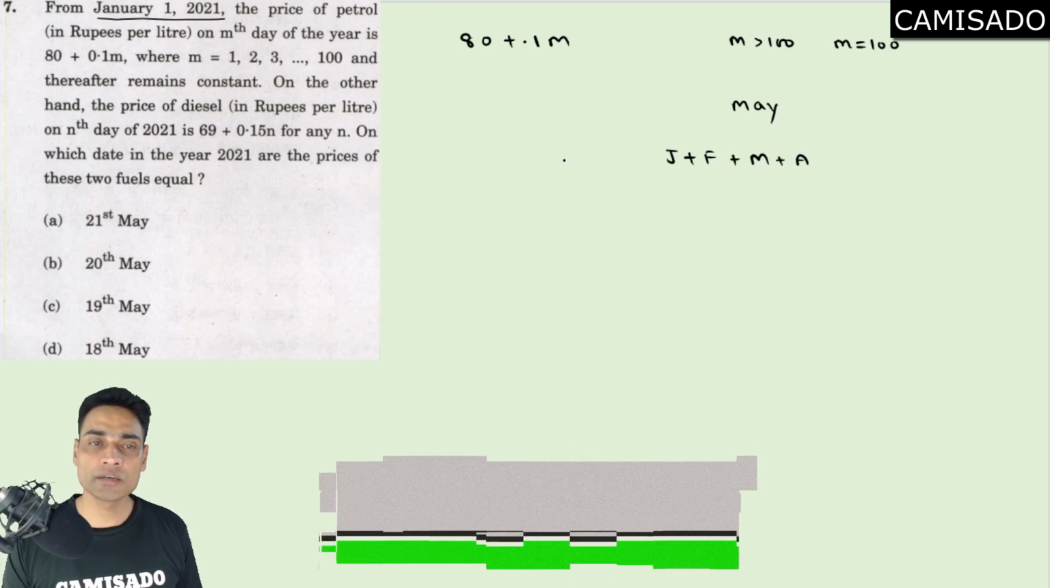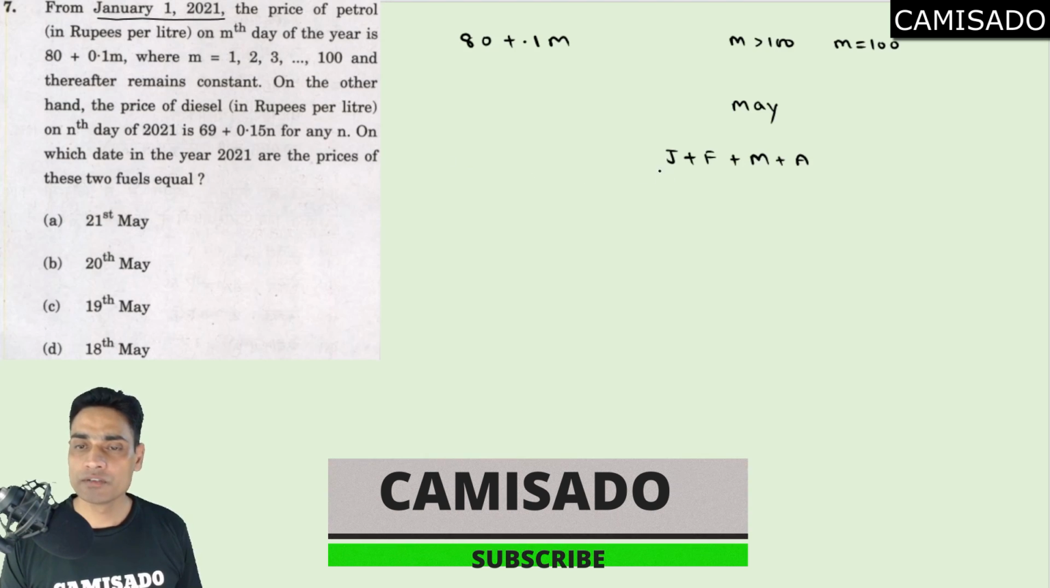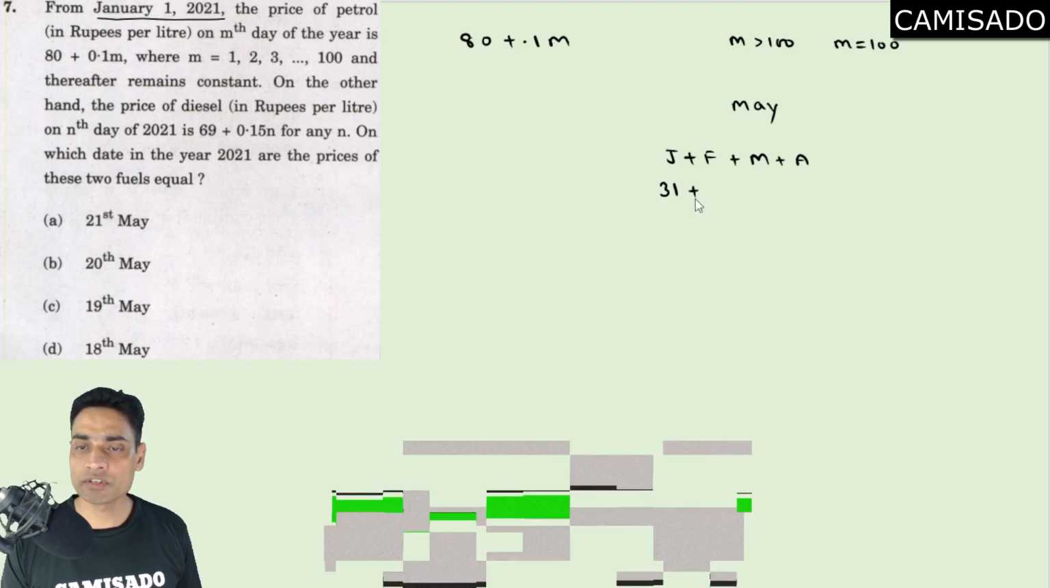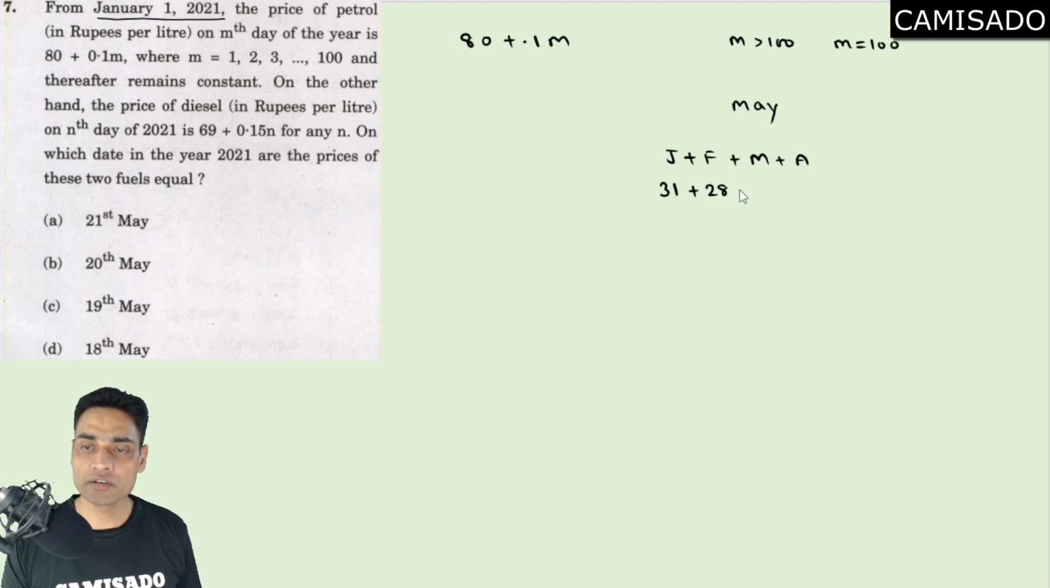Now, because 2021 is not a leap year, for January the days are 31, for February the days are 28, for March again 31, and for April 30. So in total you are getting 120. It means till the month of April itself, the number of days counted is 120, which is already greater than 100. I am taking this into consideration because here the value of m I have to put for calculating this particular equation, where the prices on a particular day of both diesel and petrol become the same.